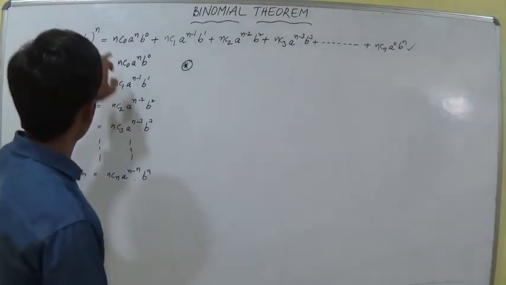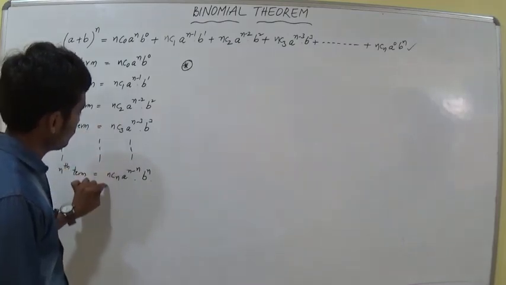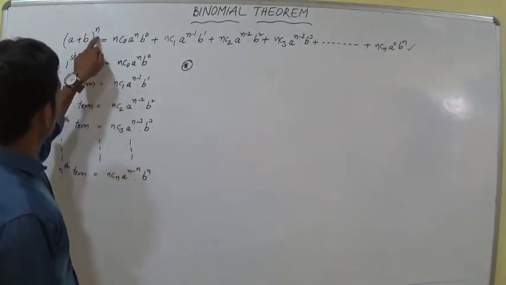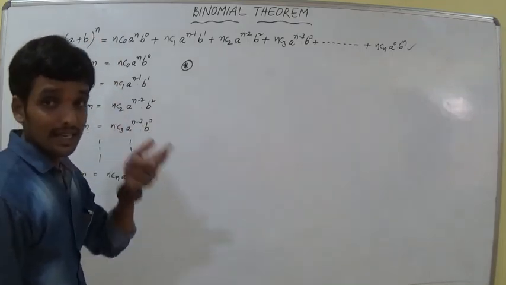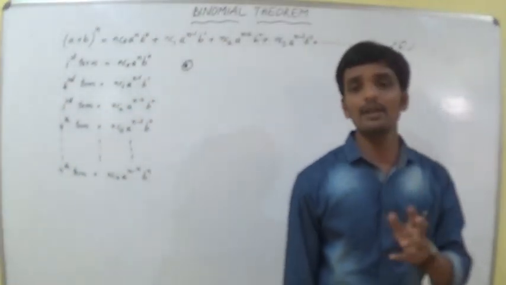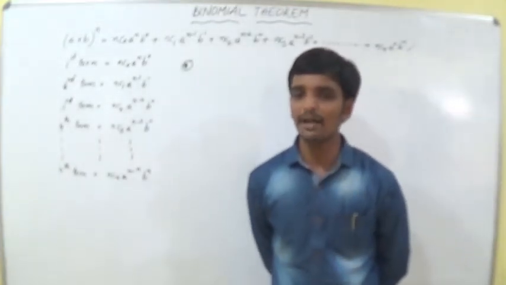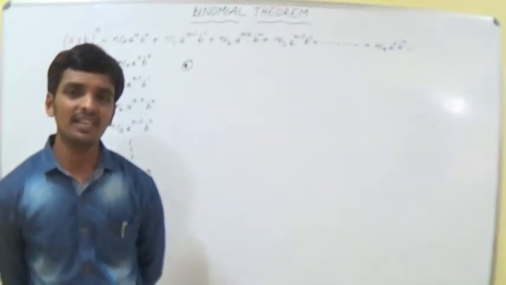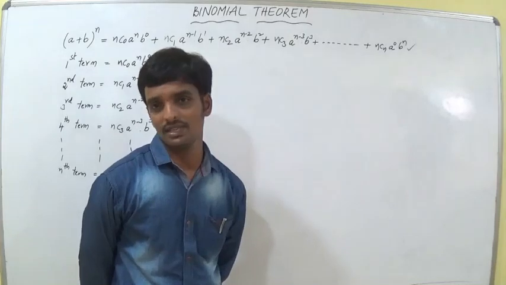Okay, for example, if n is 10, we are getting 10C0, 10C1, 10C2, 10C3 up to 10C10. Am I right? If I take 15, then in the place of n we are getting 15. So n depends on the index of the binomial expression, the degree of the index. The binomial expression having 15, so we are writing 15C0 to 15C15.